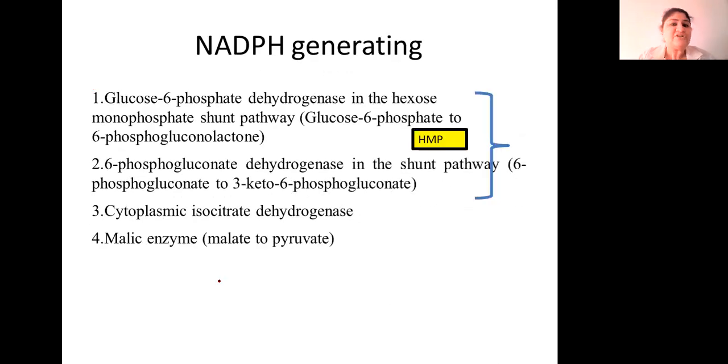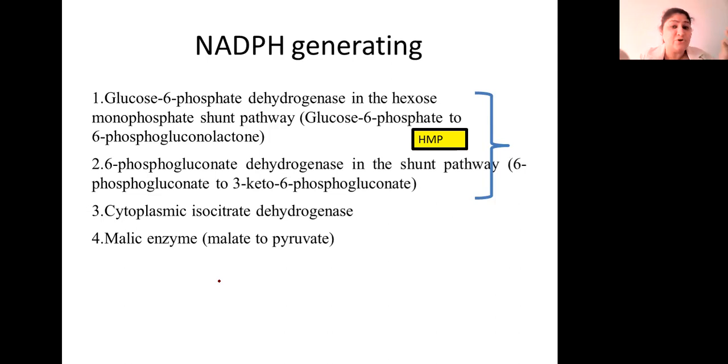NADPH has a special mention. It has two things to be spoken about. One, NADPH generating pathways. So it is not a function per se, but yes, we have to talk about it. And then NADPH utilizing pathways. For NADPH generating, you have the glucose 6-phosphate dehydrogenase pathway, the HMP shunt pathway. There are two reactions in that, one is glucose 6-phosphate dehydrogenase and the second one is 6-phosphogluconate dehydrogenase. At both these reactions, NADPH is generated.